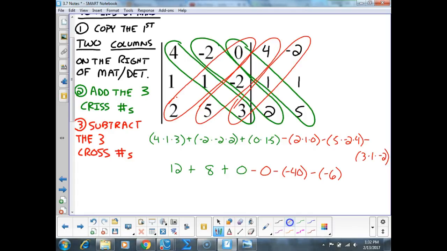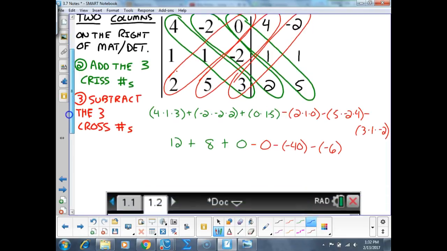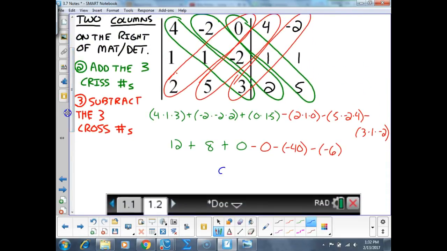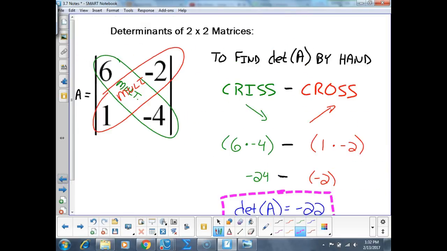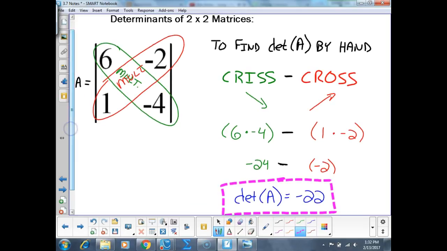12 plus 8 is 20. Minus -40 is 60. Minus -6 is 66. So the determinant here is equal to 66. That's how you want to write it. Determinant. And if there was a name for the matrix, like determinant of A, you would write it that way.